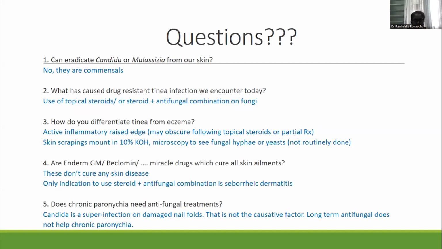The primary problem is inflammation of nail folds. So candida is not the causative factor. Long-term antifungal does not help, right? Topical antifungal is okay because there's superinfection. Because there's a damaged nail fold, there's a superinfection of candida. So topical is okay, but don't give systemic antifungals. That doesn't help at all. Right. Any other questions?